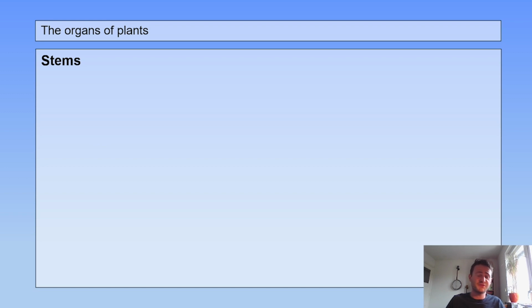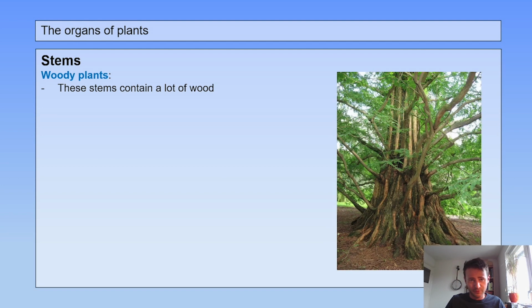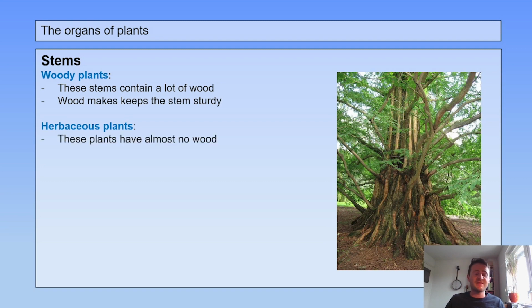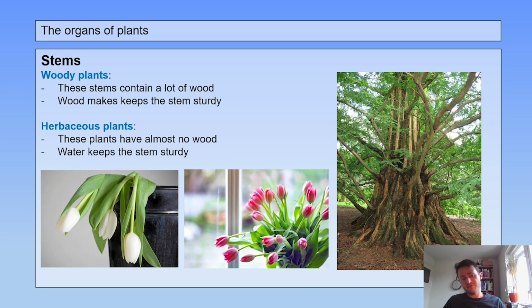There are different kinds of stems. The stems in woody plants contain a lot of wood, and this wood keeps the stem sturdy. Then you have the herbaceous plants, and these plants don't have any wood at all, or almost no wood. And they use water to keep the stem sturdy. So the plant sucks up the water, it enters the cell, and that keeps the stem sturdy. So if an herbaceous plant runs out of water, it will wilt.